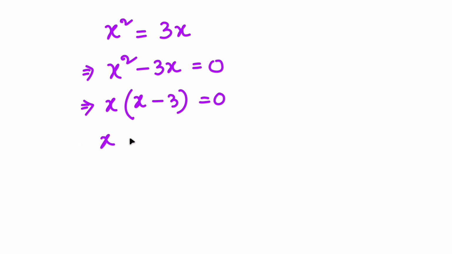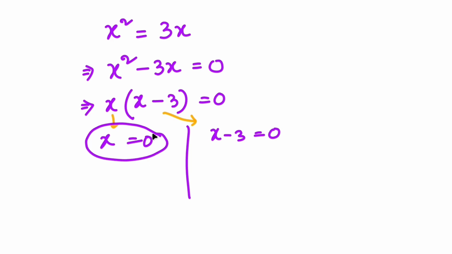So we can write either x equals 0 or x minus 3 equals 0, because if the product of two numbers is 0, then any one of them must be 0. But here x equals 0 is not possible. So we will take x minus 3 equals 0, which will give us x equals 3.